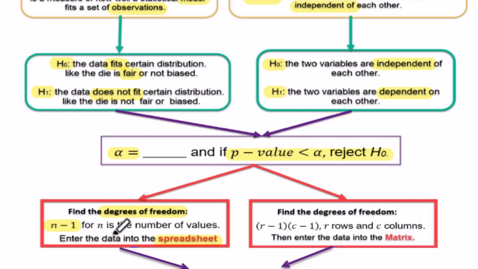In the calculator, we will enter the data into a spreadsheet. The degrees of freedom for the independence test is (R-1) times (C-1), R rows and C columns. You need to enter the data into a matrix in the calculator.